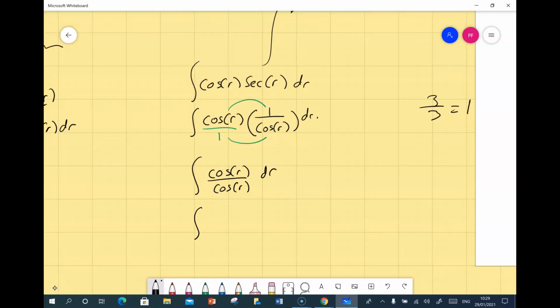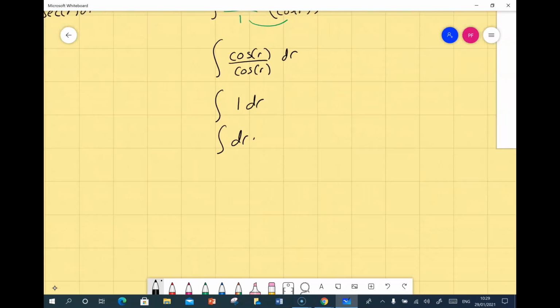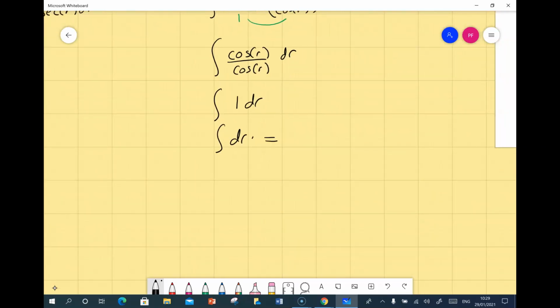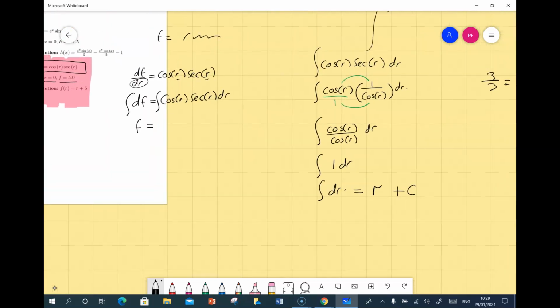So all I'm doing is integrating 1 dr, which is just integrating dr. So ultimately, when I simplify it, all I have to integrate is dr. And the integral of dr is just going to give me r, and then plus c. So the integral of cos r sec r is just r plus c.